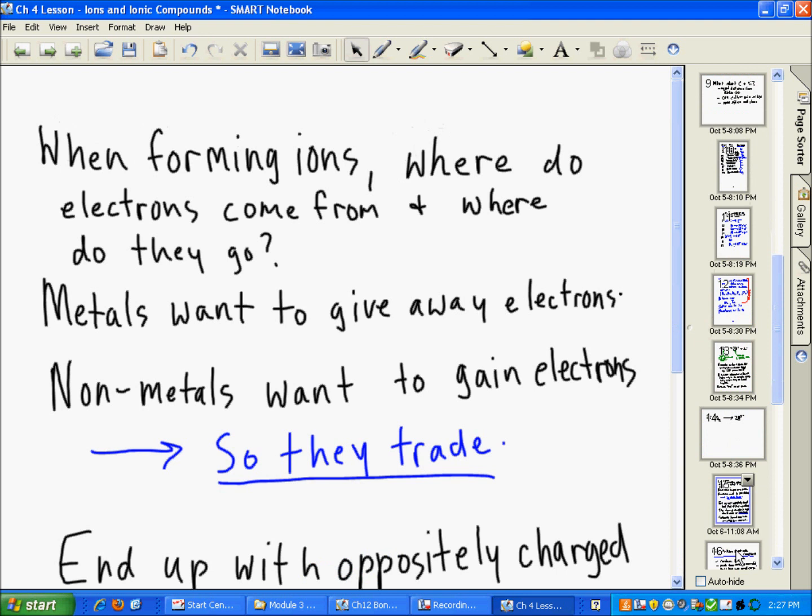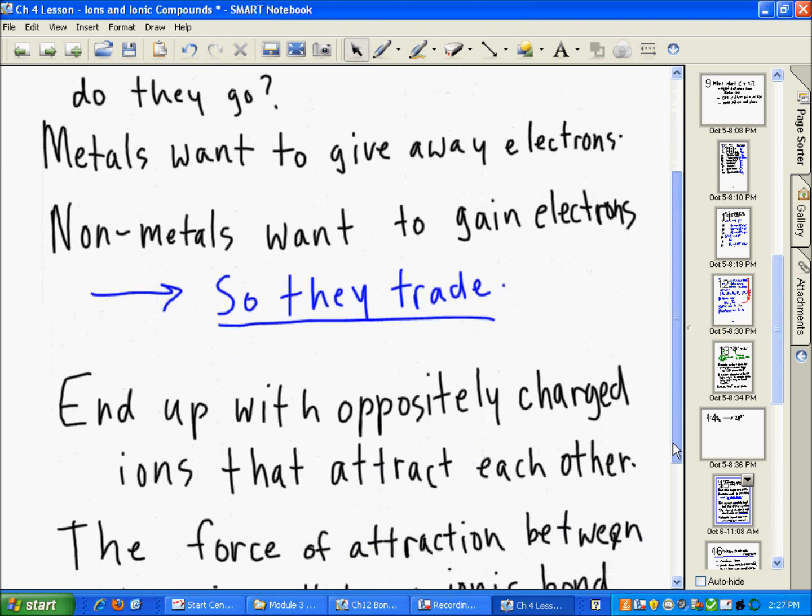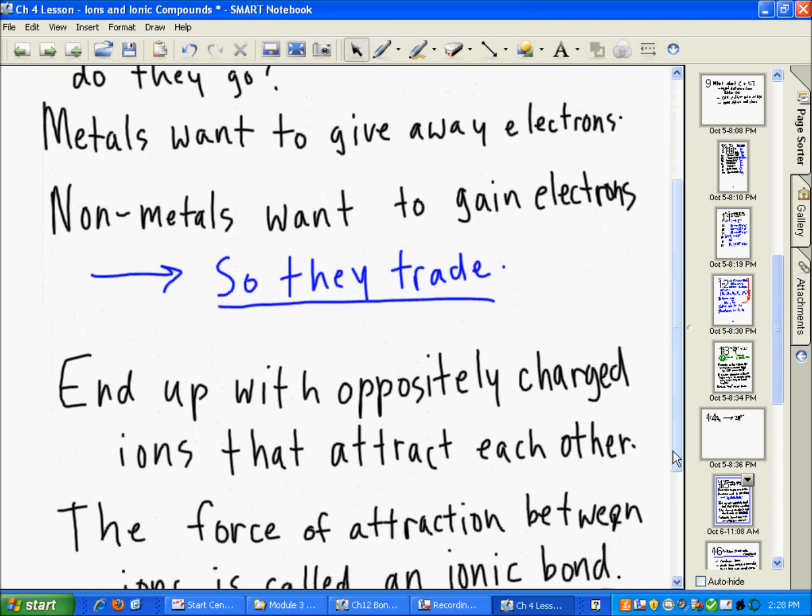Now we have the question: when forming ions, where do the electrons come from and where do they go? So we know that metals will lose electrons when they become ions. So where do those electrons go? Well, because the nonmetals want to gain electrons, if you can get both happening at the same time, they'll work out an arrangement and just trade electrons.